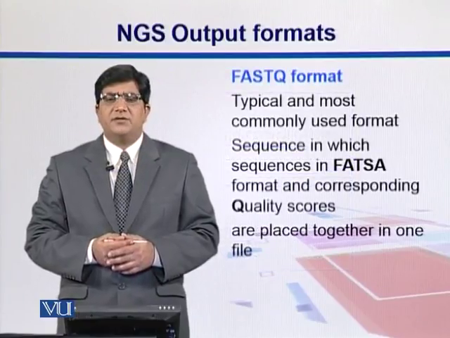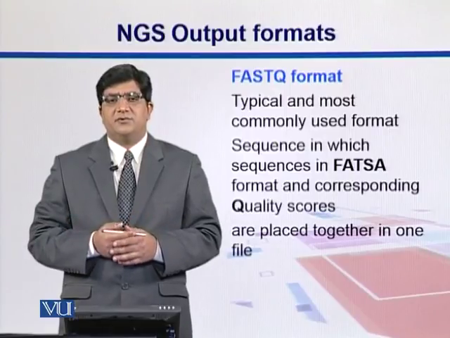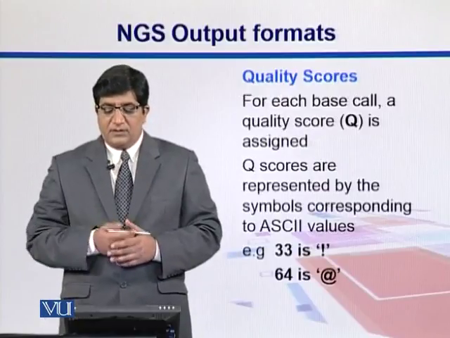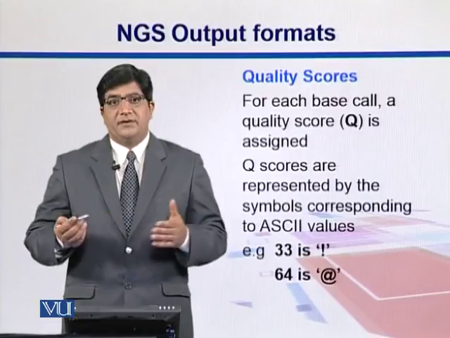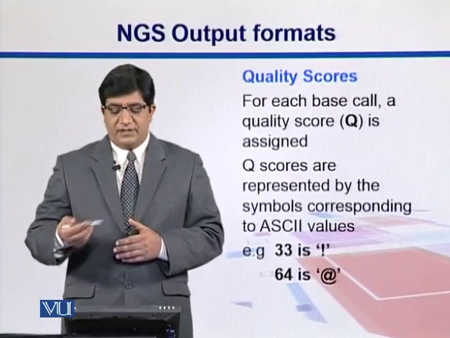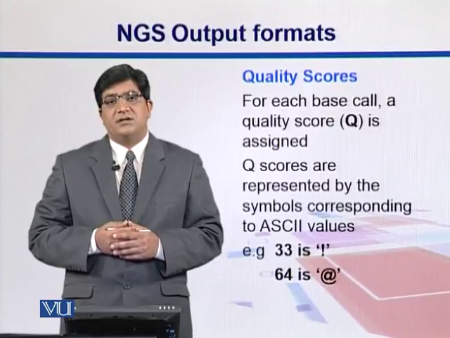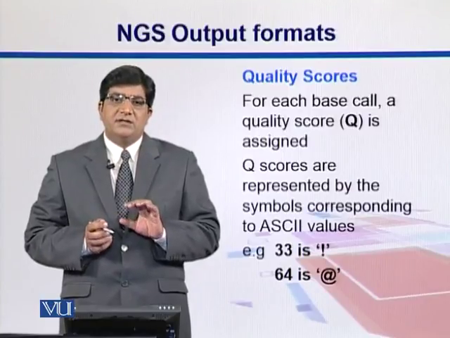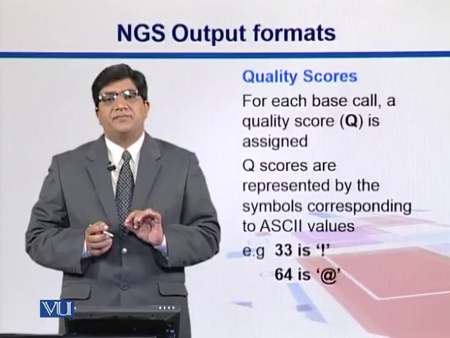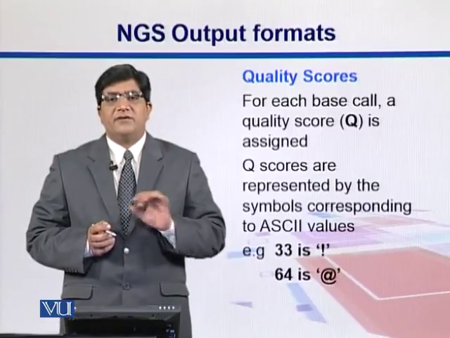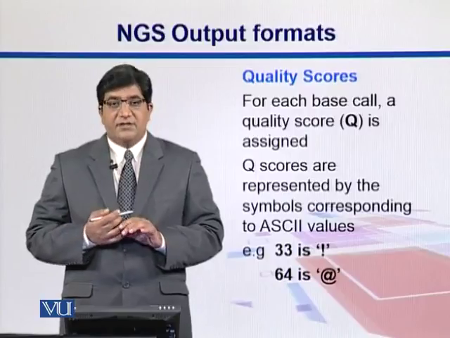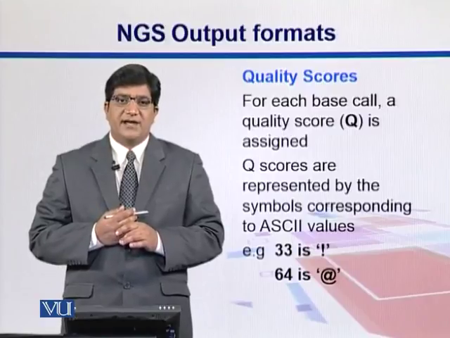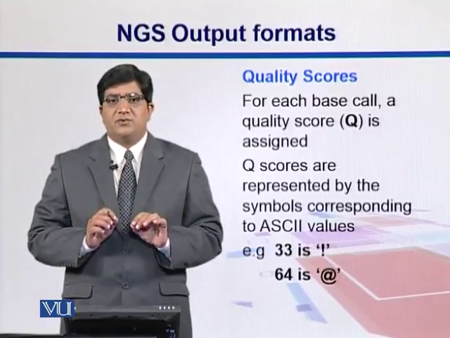In FASTQ format, we don't need separate FASTA and qual files. We put them together. That's why this format is called FASTQ. For each base call, we have a Q score. We'll talk about that later. What happens here is that Q scores are represented by single characters. We take that score and see which character it corresponds to in ASCII. For example, 33 can be represented as an exclamation sign, 64 can be represented as an @ sign. So rather than putting those numbers, we can put those symbols.